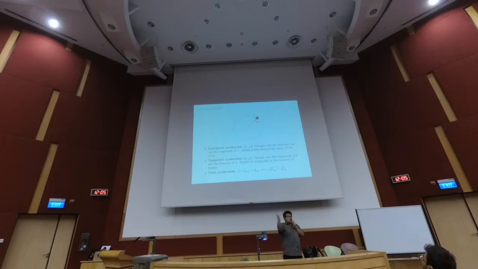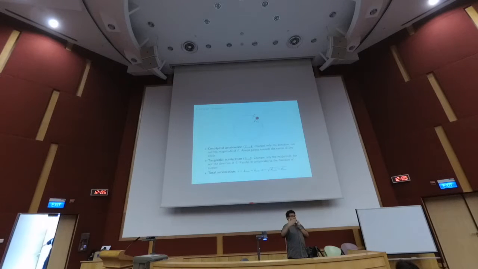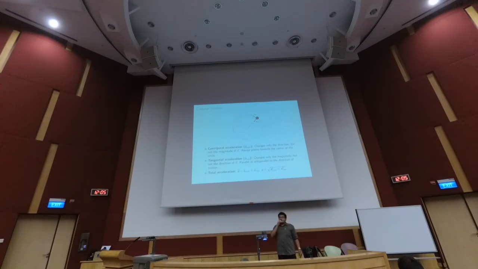In 1 dimension, the only way for the velocity to change is for the magnitude to change, for example from 3 meters per second to 4 meters per second. Then the only thing the acceleration can do is change the value of this velocity. But in 2 dimensions, change in velocity can arise because of 2 things: either the magnitude of the velocity changes, similar to the 1 dimension case, or the direction of the velocity changes.